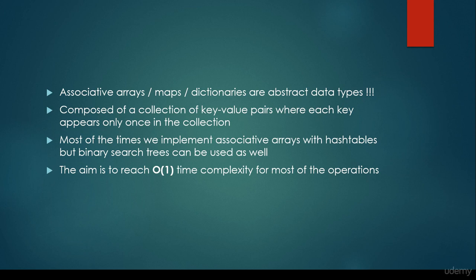We have been talking about linked lists, we have been talking about binary search trees. We have come to the conclusion that okay, sometimes the binary search tree can become unbalanced, and that's why AVL trees and red-black trees came to be. So why do we have to talk about other data structures? Because the aim is to reach the order 1 constant time complexity for most of the operations.